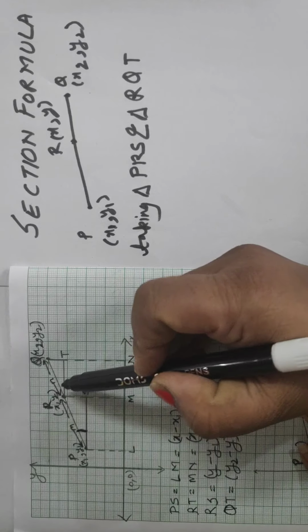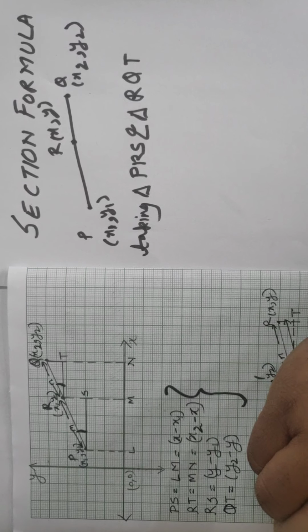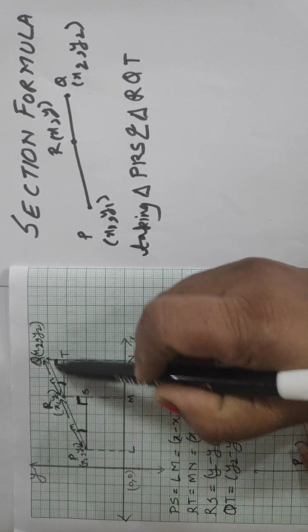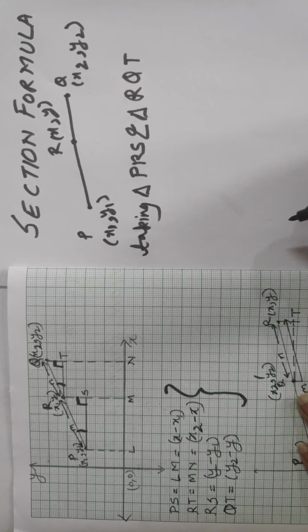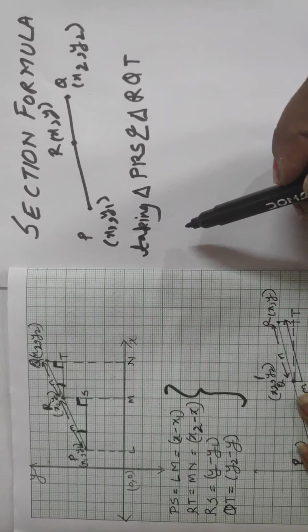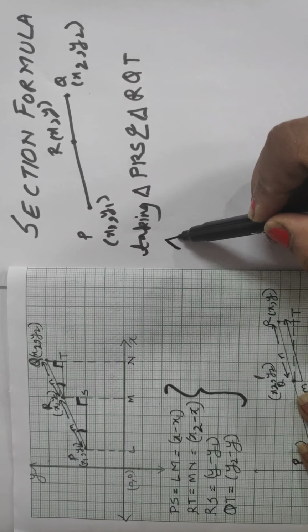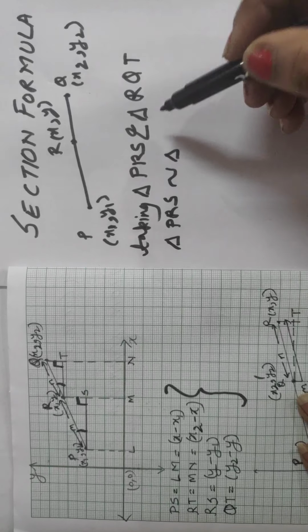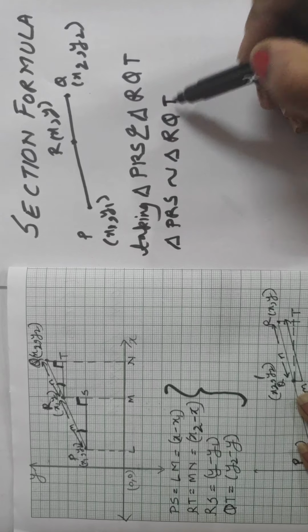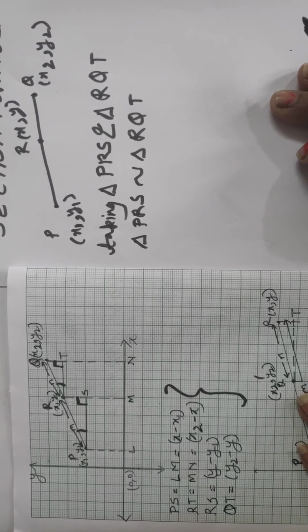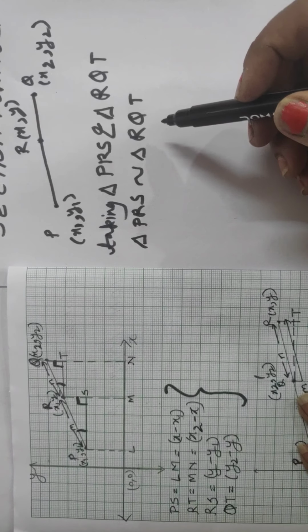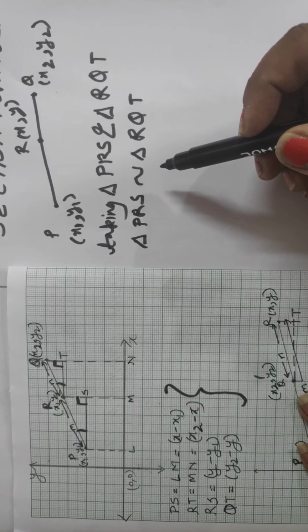So this angle is equal to this angle. And we know that this is perpendicular, so these two angles are 90 degrees. Hence, by AA similarity rule, we can say that triangle PRS is similar to triangle RQT. So their sides will also be proportional to each other. By the similarity of the triangles, when two triangles are similar, their sides will definitely be proportional to each other.